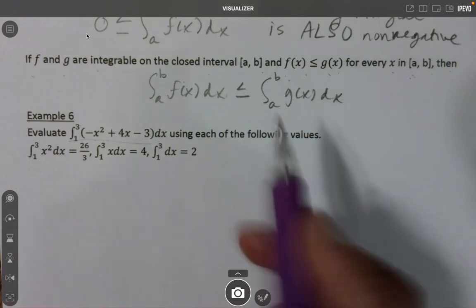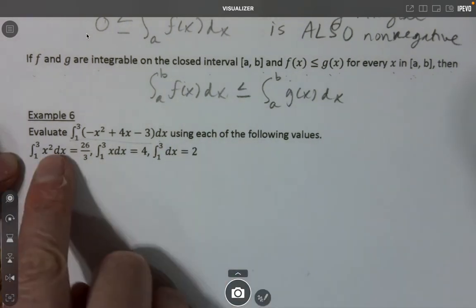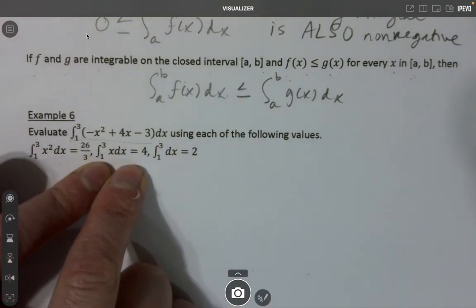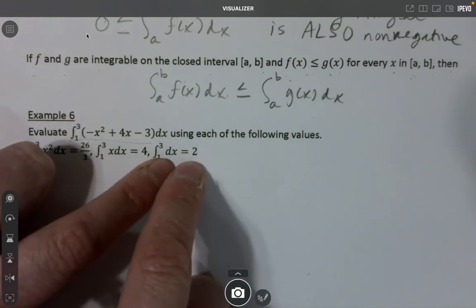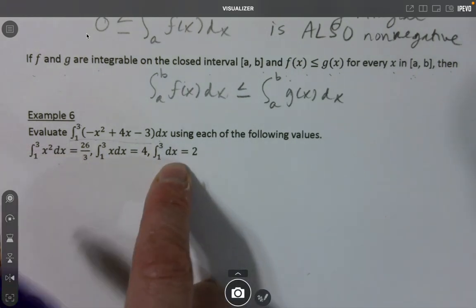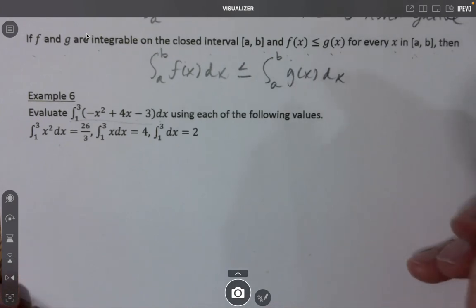And we want to evaluate it, but we have just these little pieces. I know what x squared is, I know what x is, and I know what just this dx part is by itself. So let's see what we can do with this.